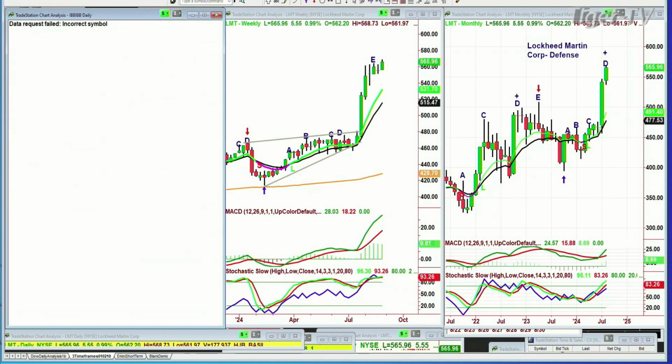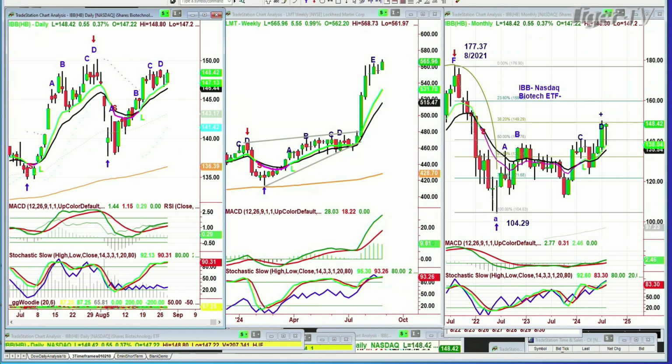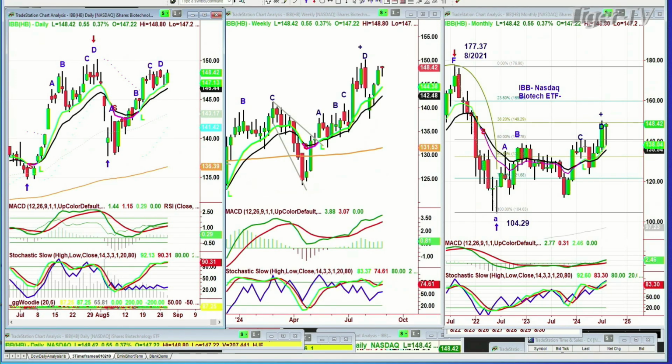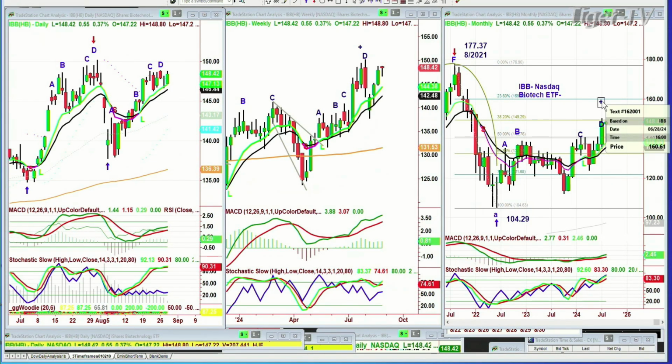Well, the IBB, which is the NASDAQ biotech, which is more closely related to the speculative side of the industry, that is the startups, etc., stalled. But it's done quite nicely. I mean, 177.37 was the August 2021 high, comes down to 104.29 in 2022, and then it goes peak A, peak B, struggles, makes an H pattern, but successful, and goes high, goes to a C, pulls back, and goes to D, stalls at the 38.2 area. And now what we're looking at is it is in leg D.